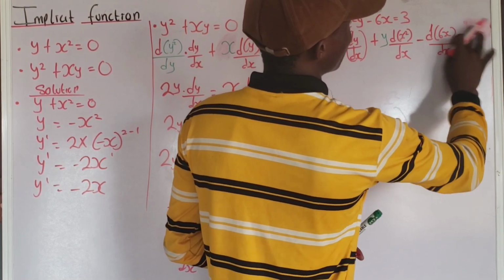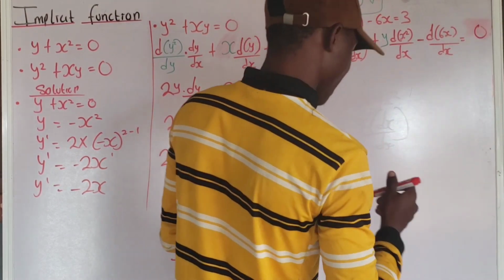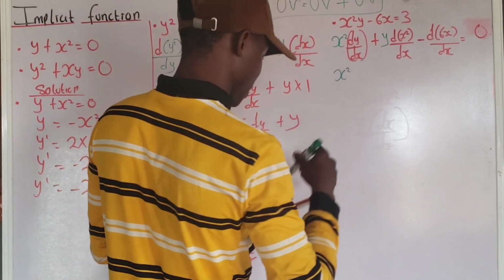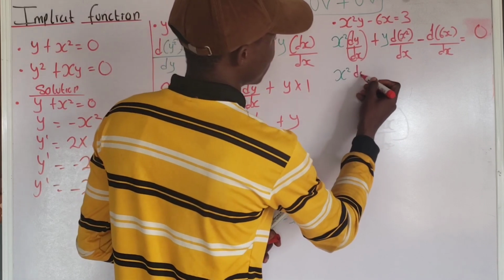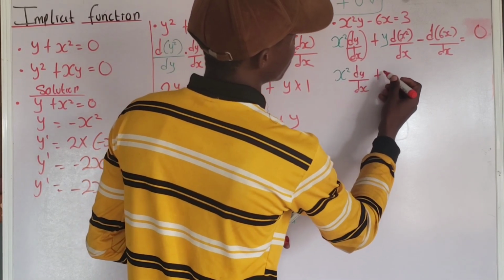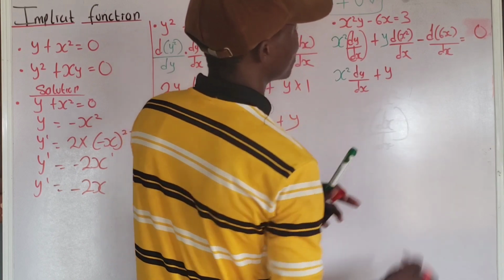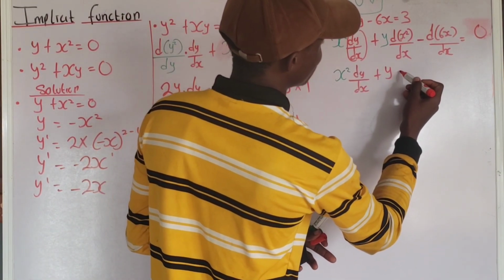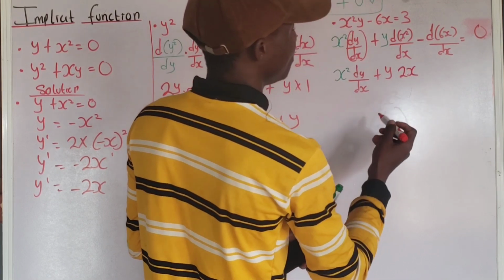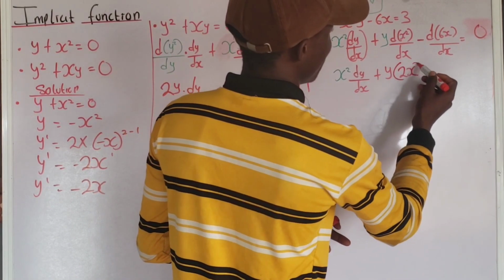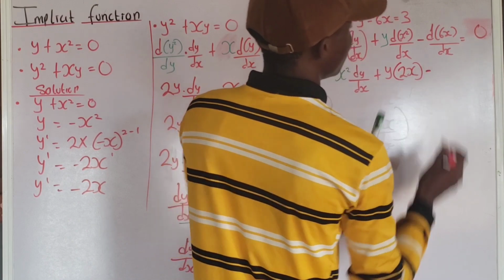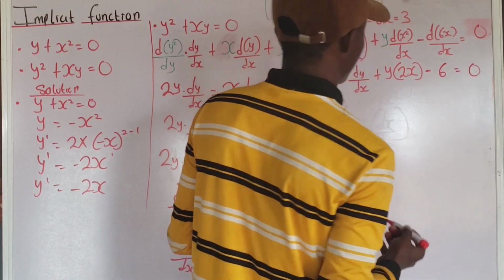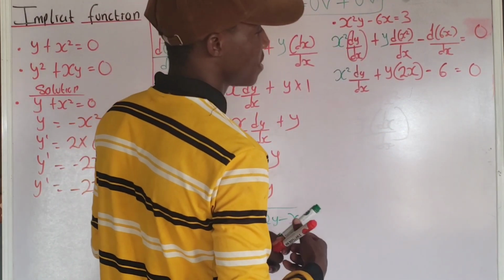Yes, if you differentiate a constant, you're going to have a 0. So just put 0, okay? Now, let us proceed. We're going to have x squared dy over dx plus y multiplied by, if you differentiate x squared, you're going to have 2x, y multiplied by 2x. Are you there? Y multiplied by 2x minus, if you differentiate 6x, you're going to have 6, minus 6 equals to 0. Okay? Please kindly pay attention.